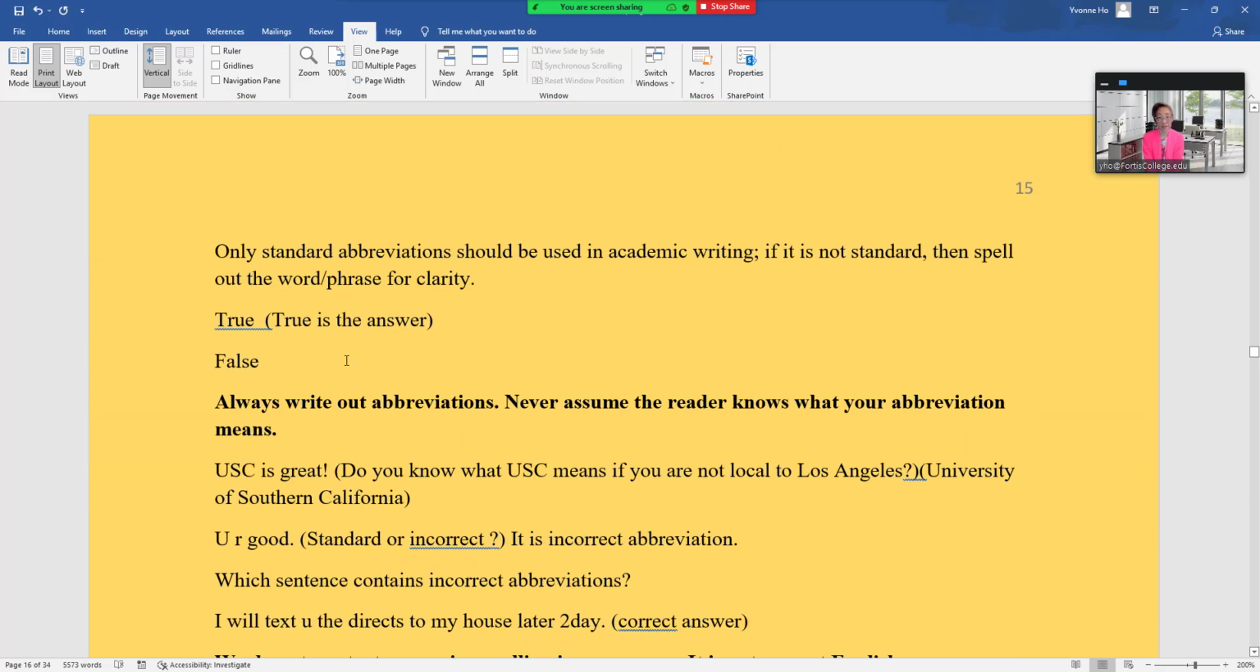Only standard abbreviations should be used in, here's an actual quiz question. Only standard abbreviations should be used in academic writing. If it is not standard, then spell out the word or phrase for clarity.